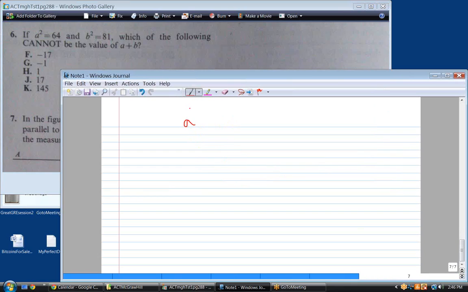Okay, we have a squared equals 64 and b squared equals 81. Which of the following cannot be the value of a plus b? Well, first of all, tell me what a is. 8. Plus or minus 8? Do you see why minus 8 is a solution? Yeah. Because minus 8 times minus 8 is plus 64.